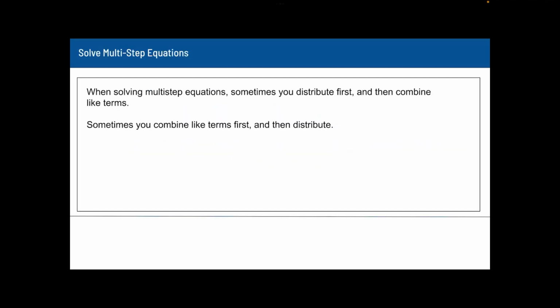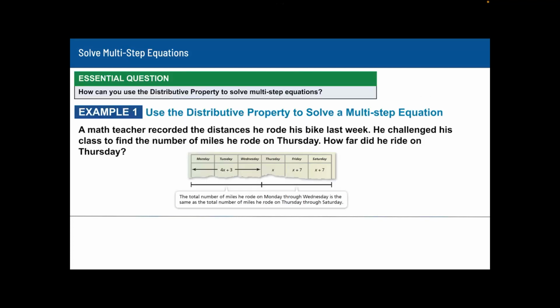So the things we want to keep in mind is that when solving multi-step equations, sometimes you can distribute and then combine like terms. Sometimes you'll combine like terms and then distribute. Sometimes you won't need to do either of those things. Our essential question for this particular lesson is how can you use the distributive property to solve multi-step equations?